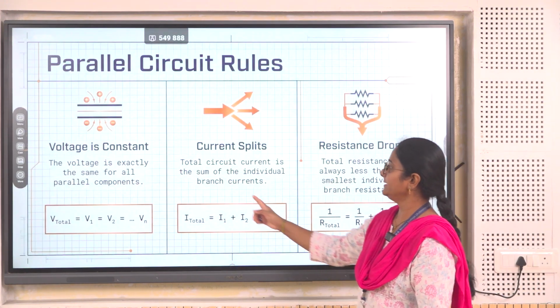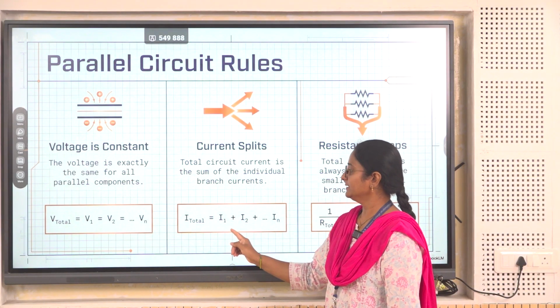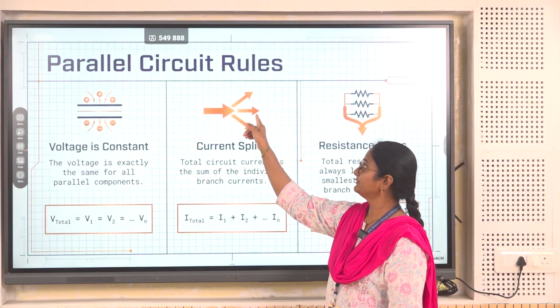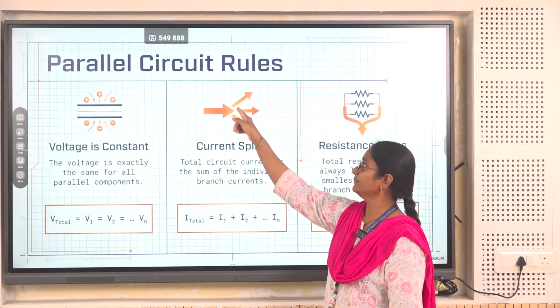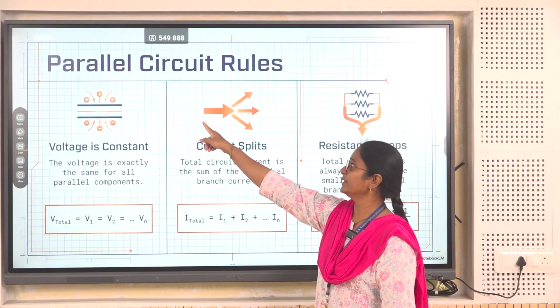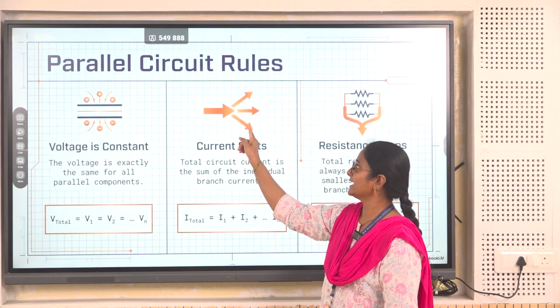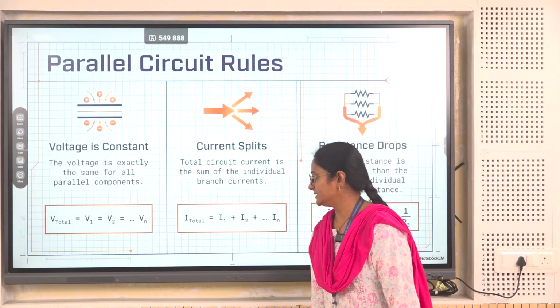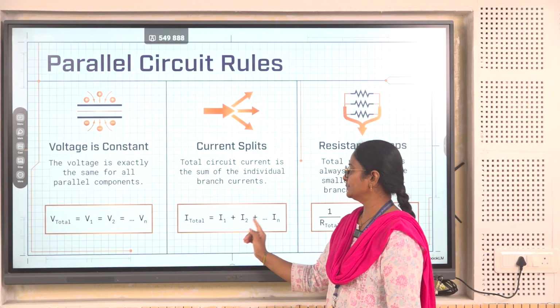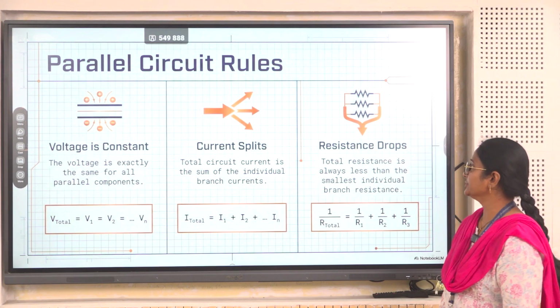Hence it is said that the total circuit current is the sum of the individual branch currents. If you see there are 3 outgoing branches, that is a node consisting of 3 outputs, then the entering current I total is equal to I1 plus I2 plus I3, and so on up to In, if n number of current splits are mentioned.